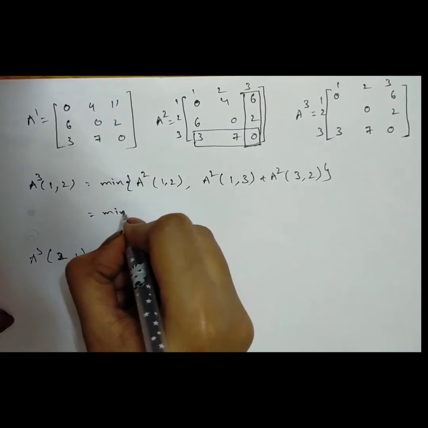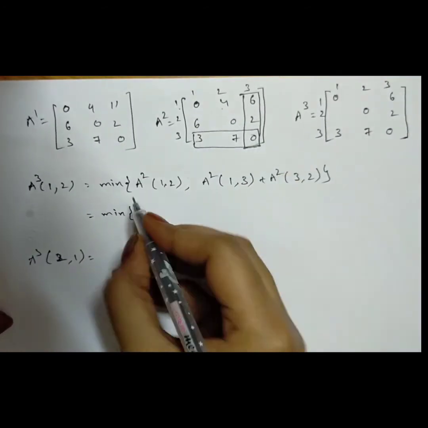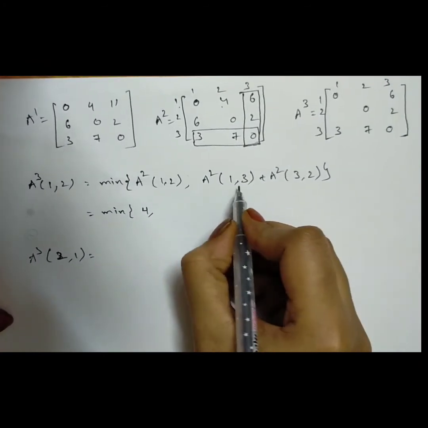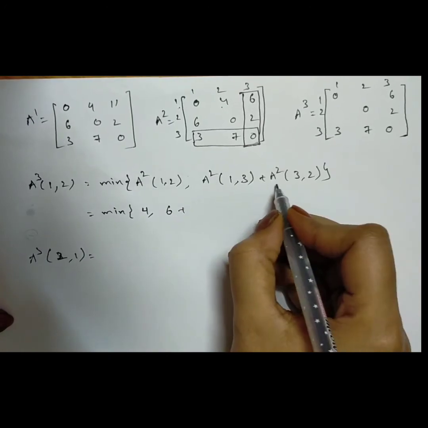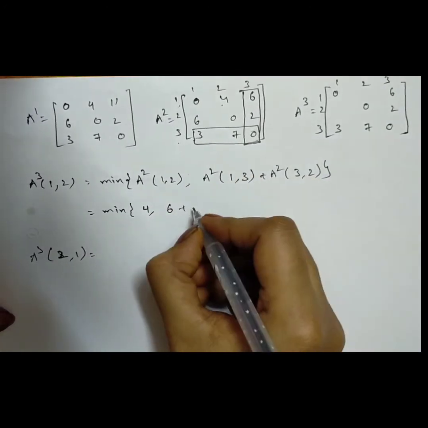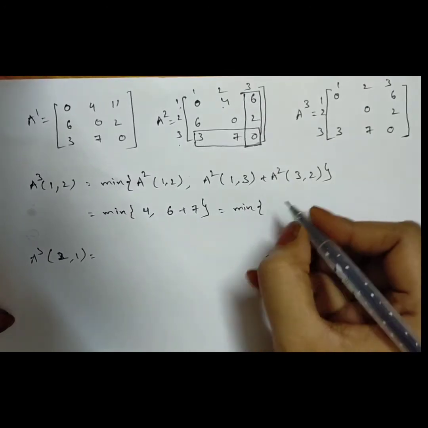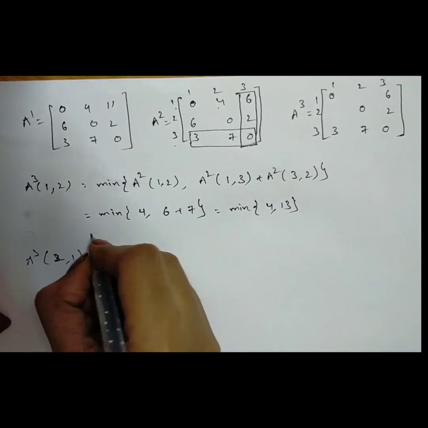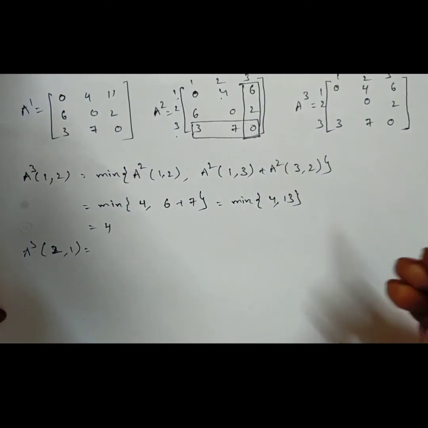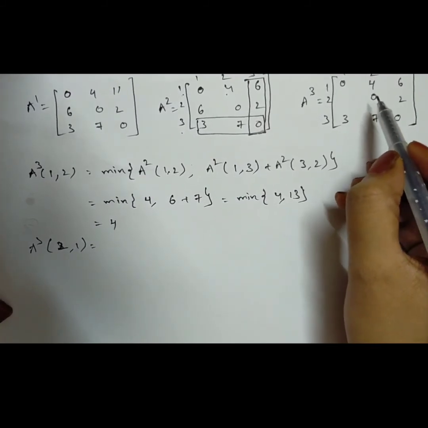See, minimum of a2 of (1, 2): a2 of (1, 2) value is 4, comma a2 of (1, 3) value is 6 plus a2 of (3, 2) value is 7. Minimum of 4, 13, the minimum value is 4, so the value remains unchanged.